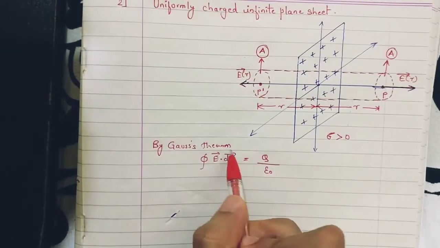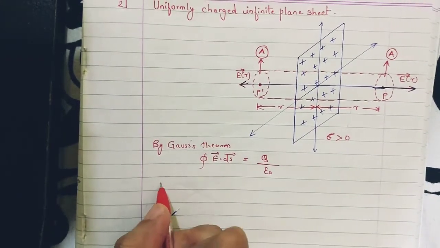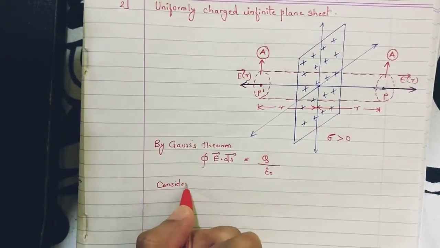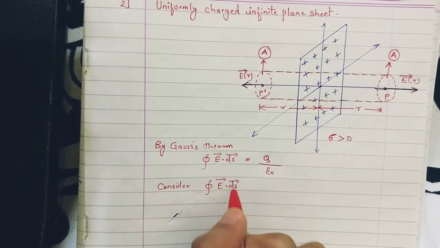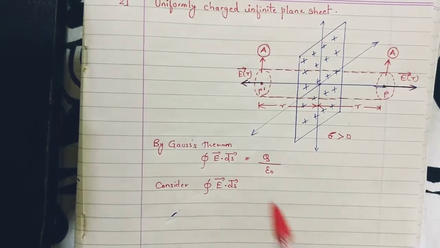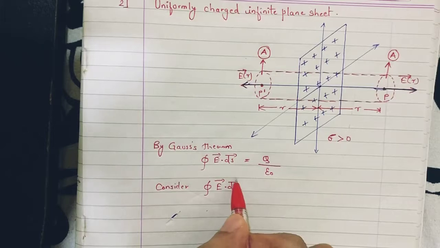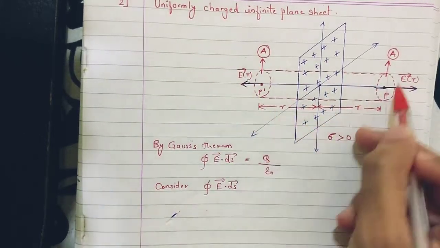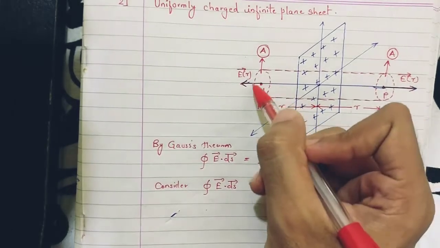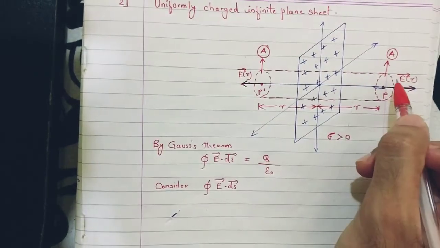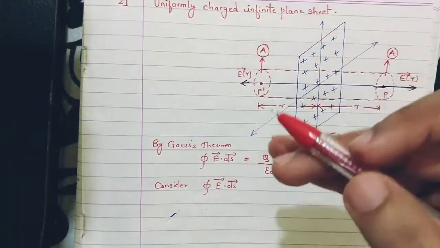Let's find the total flux coming out from the Gaussian surface now. I am not writing phi again because phi is nothing but E dot delta S, so I have directly written it. In this case the total flux coming out from this Gaussian surface will be the contribution from three surfaces: the flux coming out from this surface, plus the flux coming out from this surface, plus the flux coming out from the curved surface.